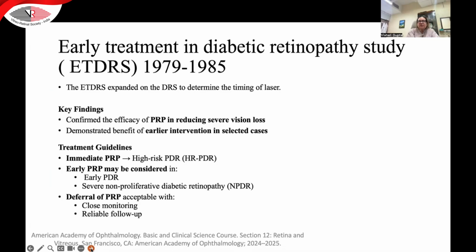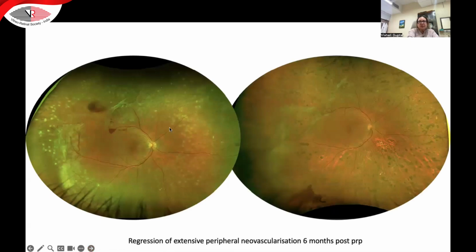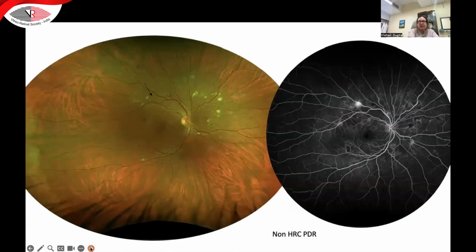The DRS study was followed by ETDRS, which was between 79 and 85, and they said the same thing. If you have high risk characteristics, immediate PRP. And if you have to defer, that is only acceptable if they are non-high-risk characters of PDR. This is how a good PRP would be, that you have taken care of, and over a period of time, you can see the regression of all new vessels.